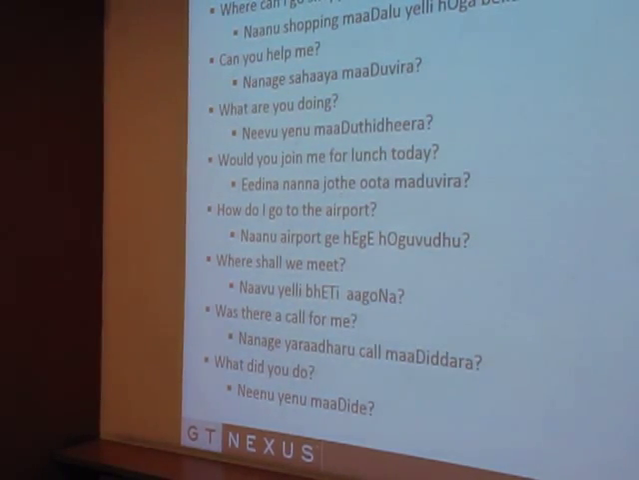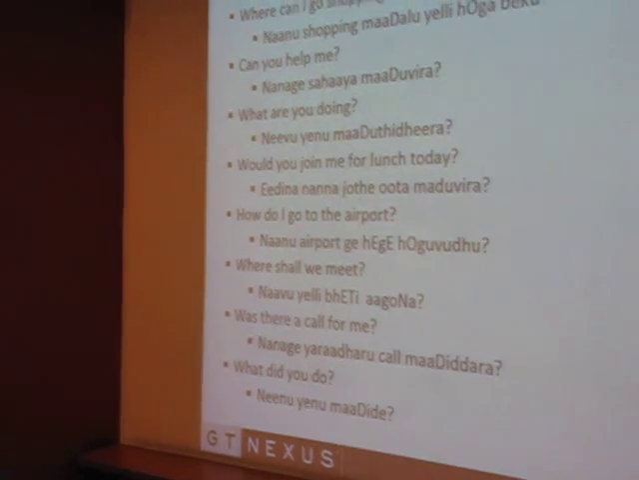Neenu yenu maadide. Maadide is past tense. Neenu yenu maadide. Neevu yenu maadidiri.